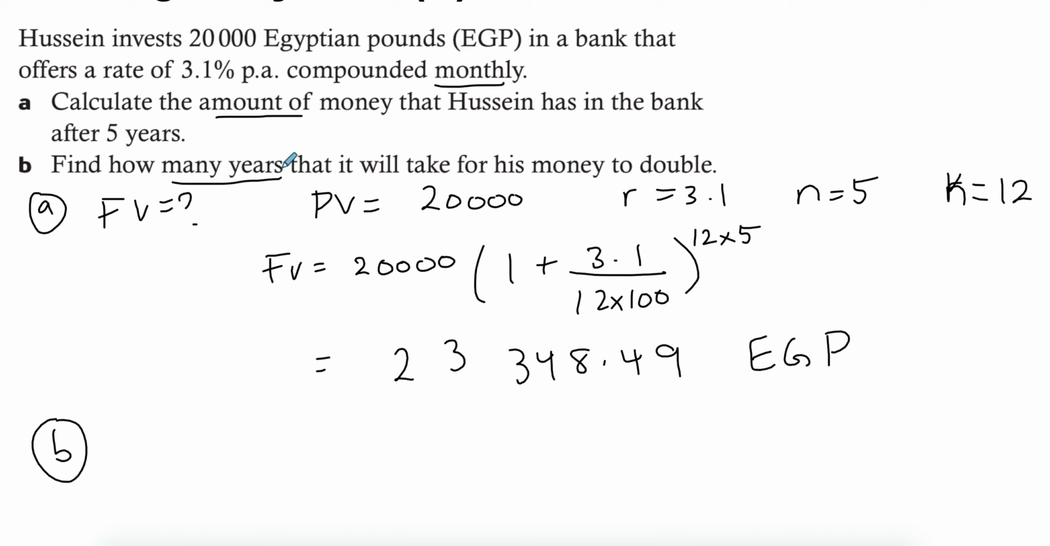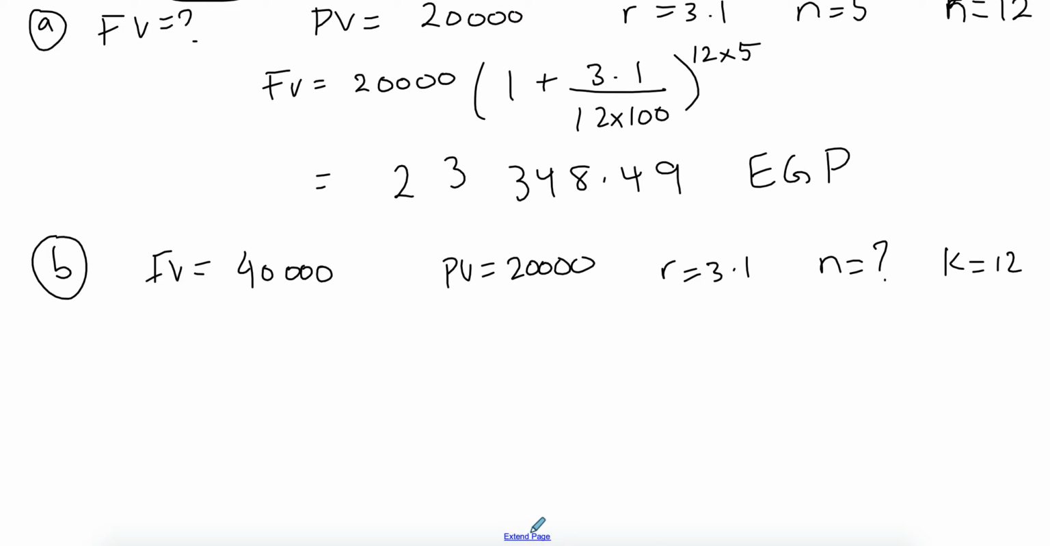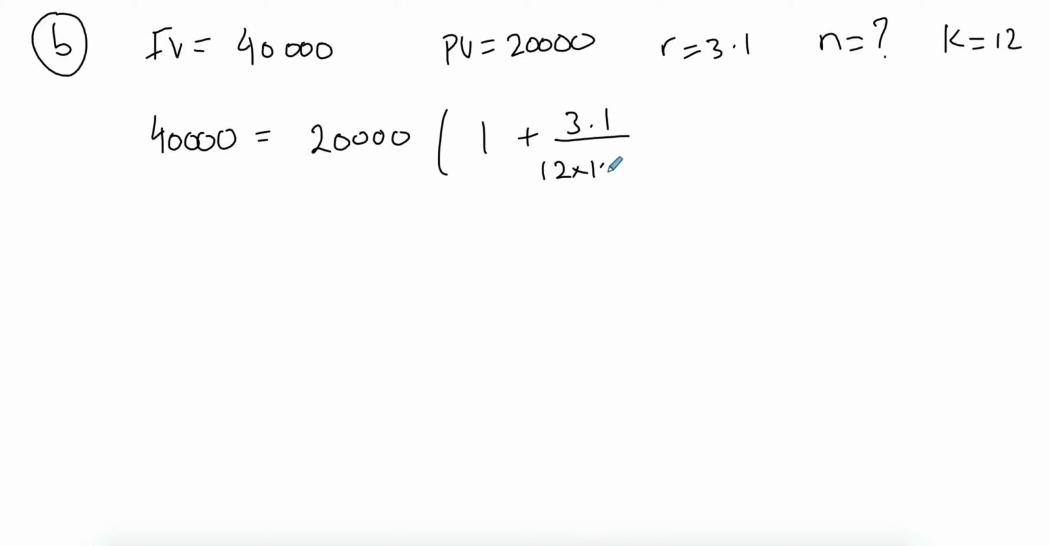And then our present value is 20,000. The rate is still the same. The N is unknown, and the K will stay the same. So plugging this into the formula, we get 40,000 equals 20,000 times 1 plus 3.1 divided by 12 times 100, to the power of 12 times N this time.